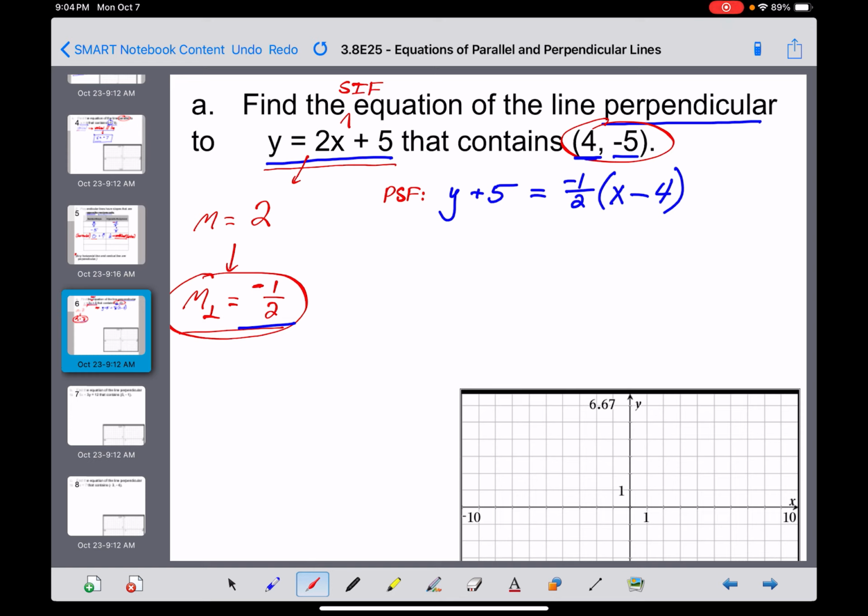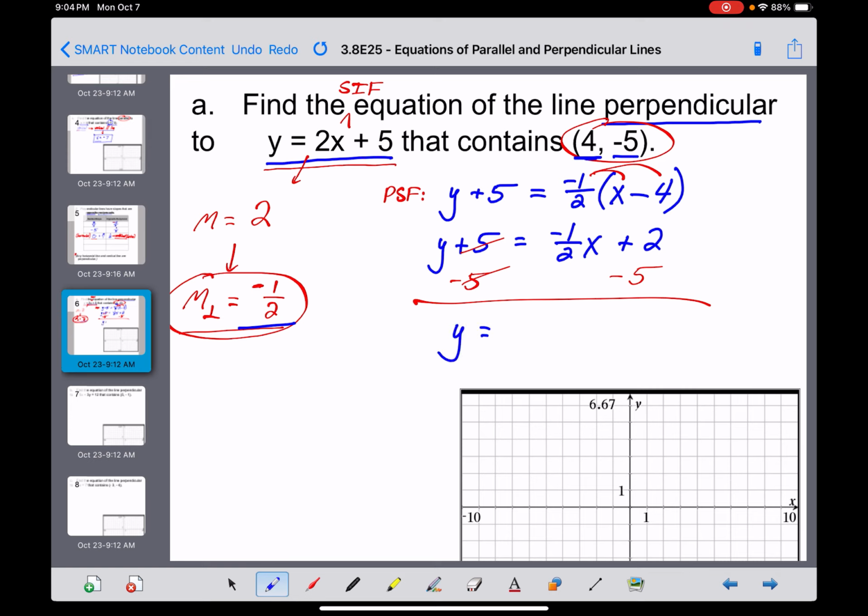We solve for y. First, I would distribute the negative 1/2 here and get y plus 5 is equal to, this would be a negative 1/2 x. Negative times negative is plus, half of 4 is 2. Last step here, minus 5, minus 5. Those 5's cancel, and we have what I think our final answer should be. y is equal to negative 1/2 x, and then a plus 2 minus 5 should leave us with a negative 3. So let's find out, everybody.